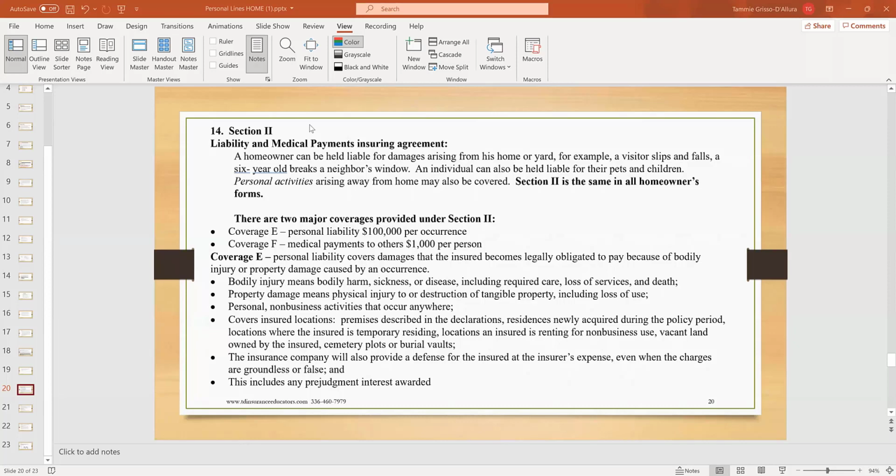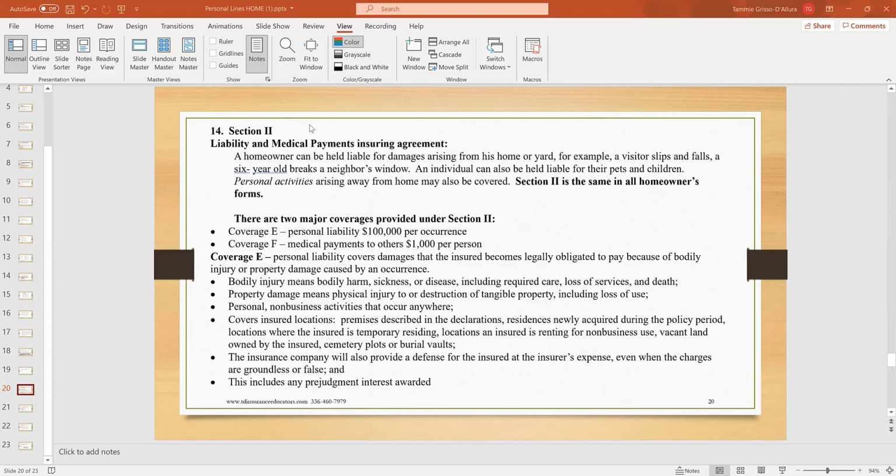And we were talking about our section 2 liability here. So all of your policies, all of your homeowner forms have a section 1 and a section 2. And the section 1 is property, and then the section 2 is liability. So as you know, a homeowner can be held liable for damages arising from his home or yard.